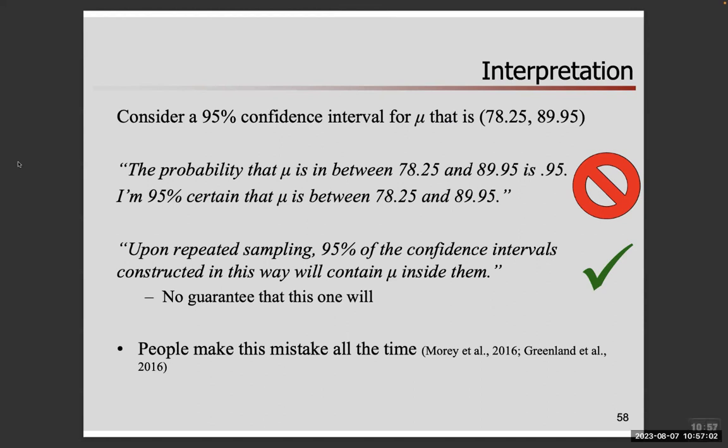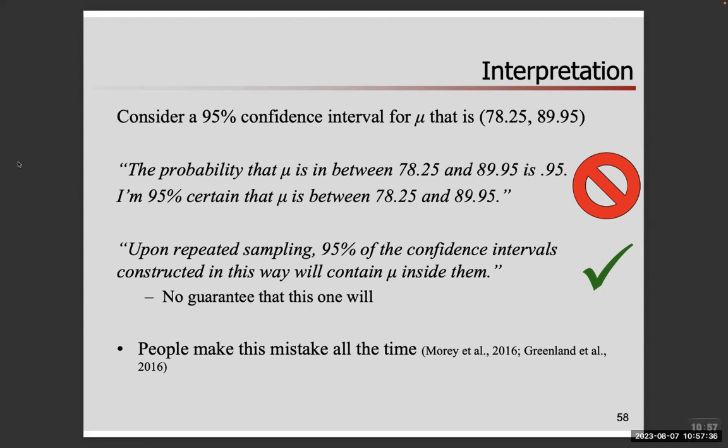And if you're like me, in your intro stats class, when you first learned about confidence intervals, you said, oh, okay, that means the probability that the parameter mu is between these two numbers, 78.25 and 89.95, is 0.95. I'm 95% sure, I'm 95% certain that mu is between those two numbers. And if you're like me, your intro stats teacher gave you a metaphorical slap on the wrist and said, no, that's not what a confidence interval tells us.